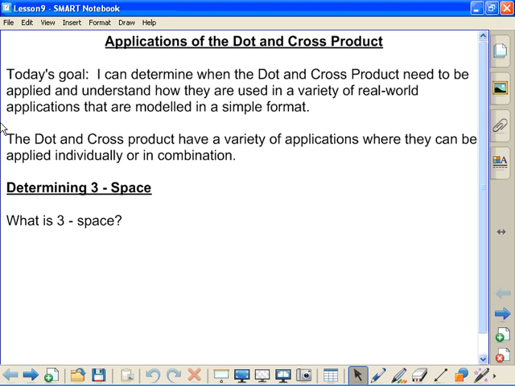Okay, the final lesson for the first unit, we're looking at the applications for dot and cross product. So this is some of the side uses that you come across. So today's goal, I can determine when to use dot and cross product, and I need to apply and understand how they can be used in a variety of real world applications.